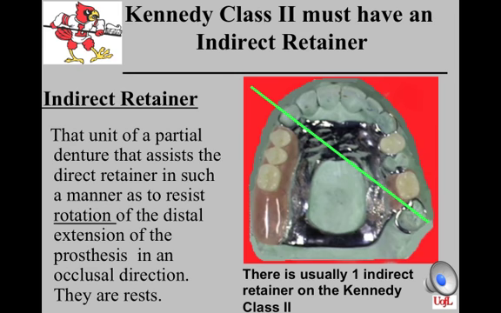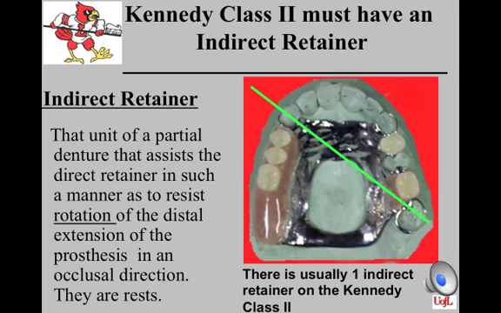The indirect retainer is that unit of the partial denture that assists the direct retainer in such a manner as to resist rotation of the distal extension part of the partial in an occlusal direction. The key word in this definition is the word rotation. The partial denture wants to rotate around an axis that is positioned on the two primary abutment teeth, which are the most posterior teeth next to the edentulous area used in the design.